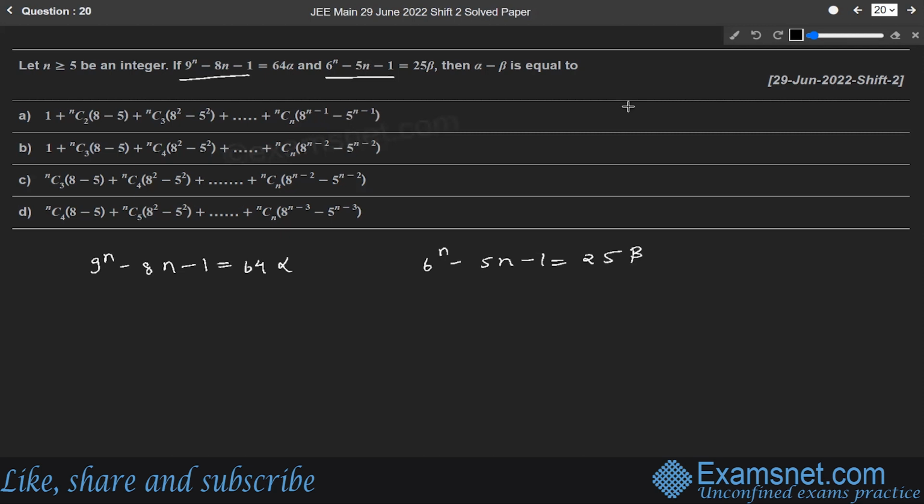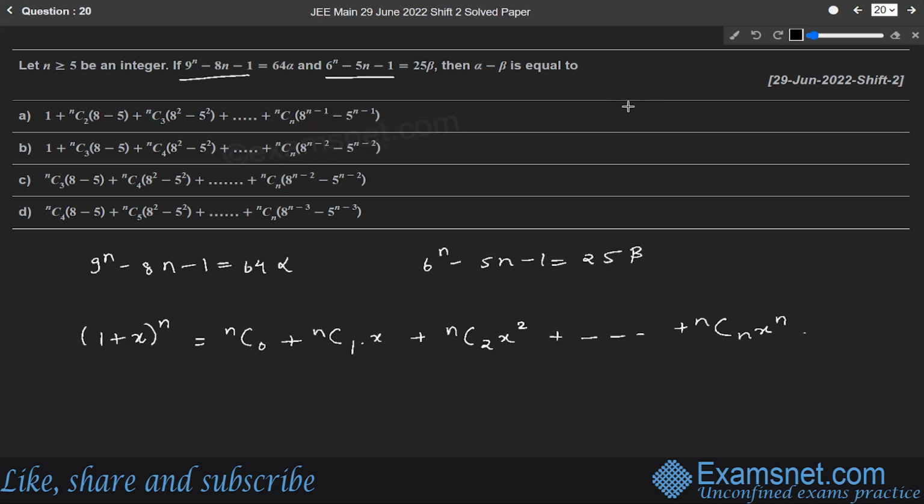And we know that there is a form of binomial expansion which is (1 + x)^n. If we have the binomial expansion (1 + x)^n, then it is equal to nC0 + nC1 x + nC2 x² + and so on up to nCn x^n. This is the basic formula that we have to use for this equation.